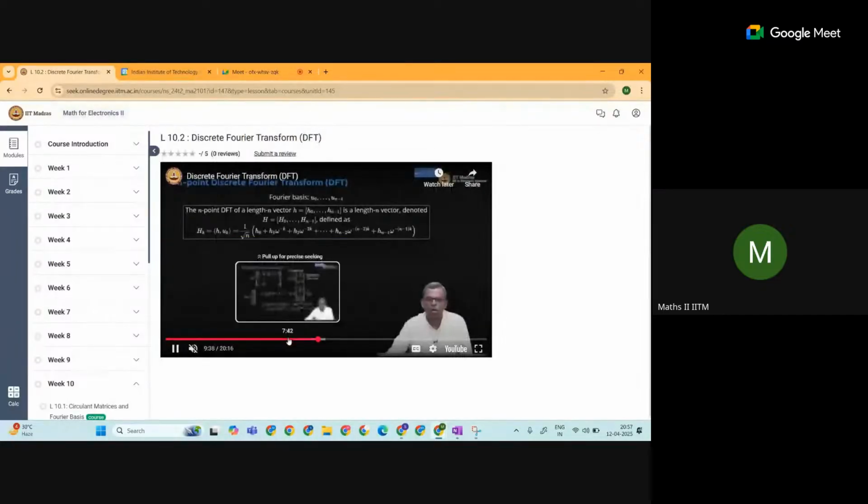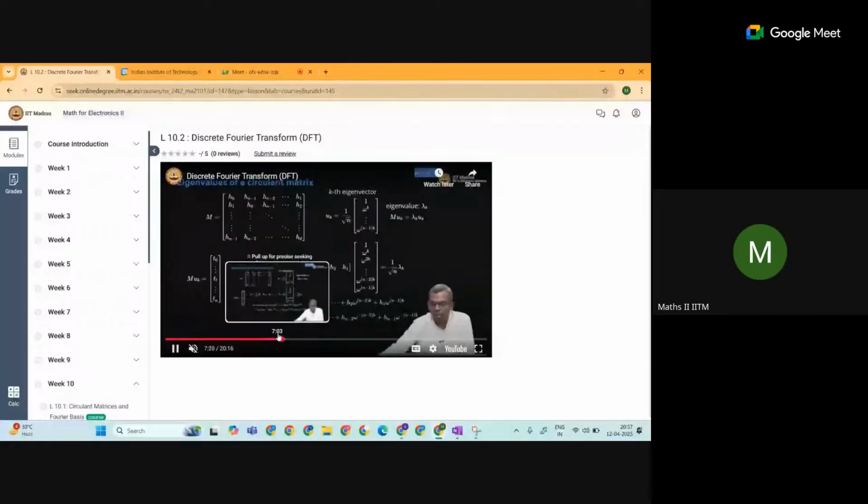Now from here onward, you have to remember these formulas only. How do we find the eigenvalues of a circular matrix? This is the formula. Take the first column: h0, h1 omega power minus k, h2 omega power minus 2k, h3 omega power minus 3k, and so on up to hn minus 1 omega power minus n minus 1 times k. Here it is omega, I was pronouncing it wrongly.